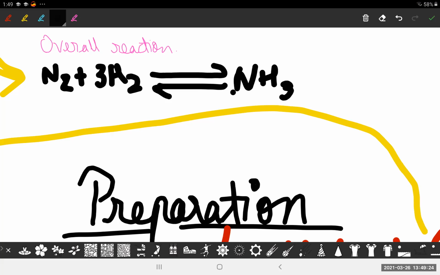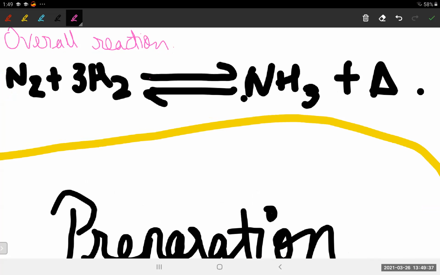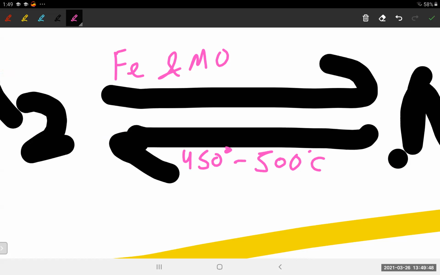So this N2 plus 3H2, in the ratio of 1:3, combines and gives us NH3, and a large amount of heat is released. Then we have to mention here that we are having iron and molybdenum, a temperature of 450 to 500 degrees Celsius, and a pressure of 200 atm.